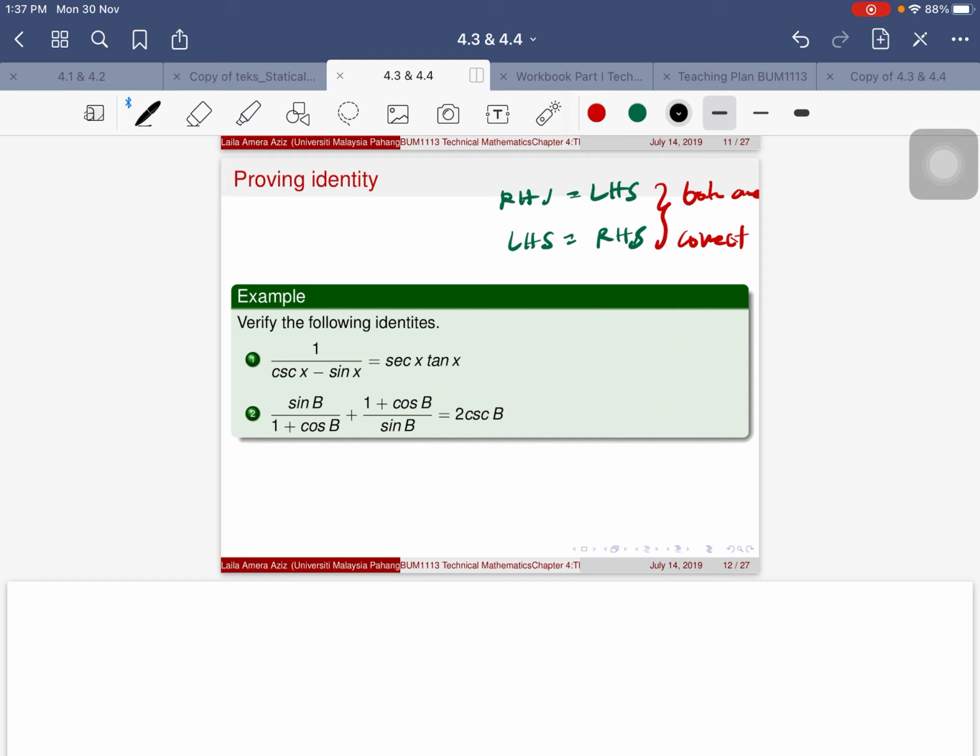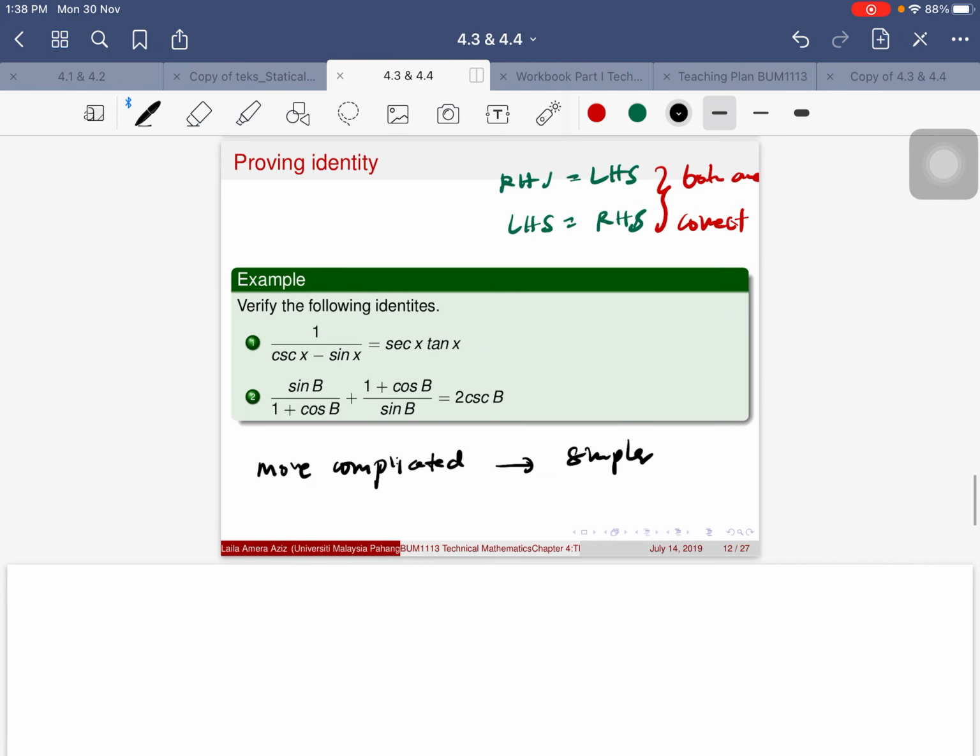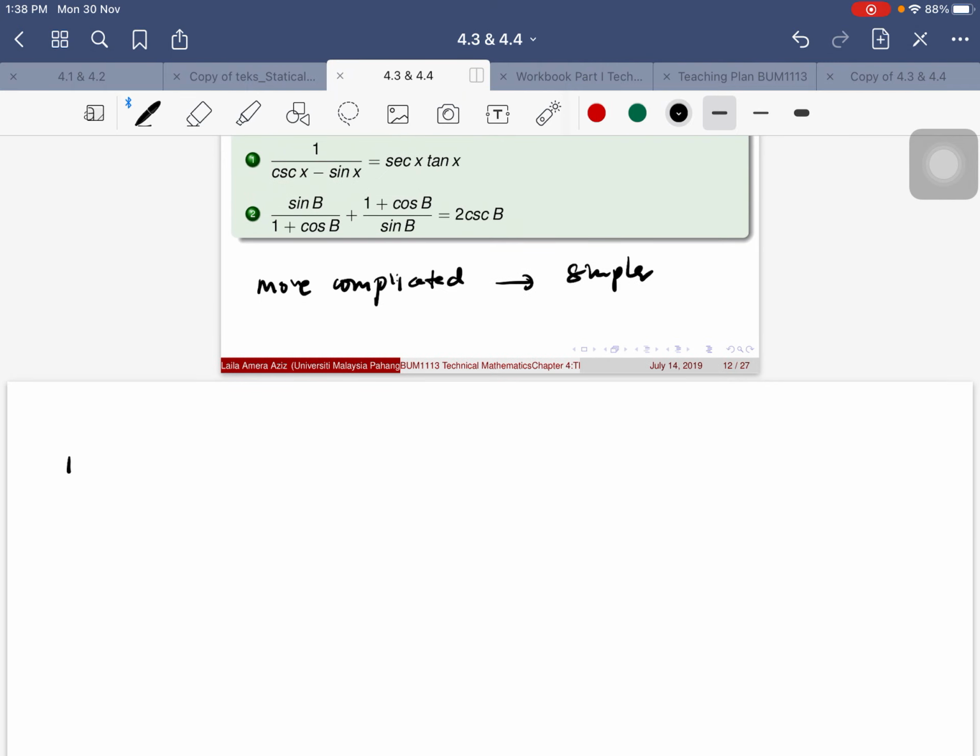But usually what I will do is start with the more complicated one and prove the simpler function. That is what I decide to do every single time, because I figured that changing the more complicated function to a simpler one is easier than doing it the other way around, which is starting from a simpler function and making it more complicated. Therefore, I always start with the function that is more complicated and try to make it simpler.